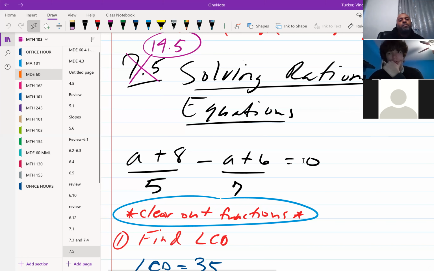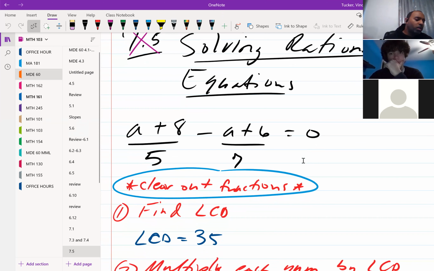But 14.5 is where we're starting today, solving rational equations. So here, first one, a plus 8 over 5 minus a plus 6 over 7 equal to 0. And we want to solve this for a. First thing we should do is clear out our fractions. And we did this process before. We had fractions in our regular equations. So it's the same thought process. You find your LCD first, which is 35, because of 5 and the 7.